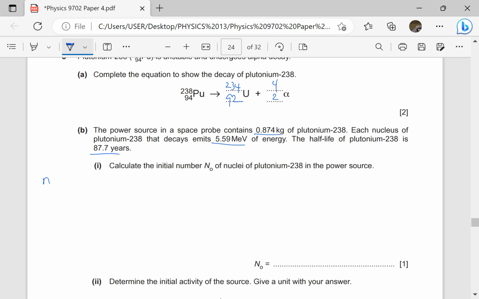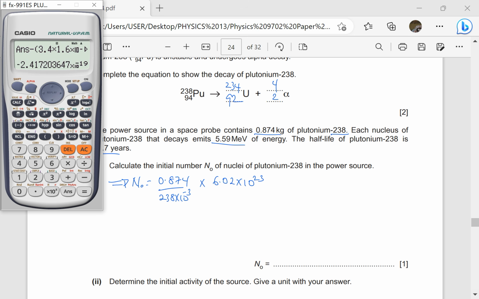So we know that number of moles is number of nuclei over Avogadro's number, which is the same as mass divided by the molar mass. So this is going to imply that the number of nuclei N naught is going to be the mass, which is 0.874, divided by the molar mass. This is the molar mass in grams, so I'll just change it to kilograms: 238 times 10 power negative 3. Then times Avogadro's number, which is 6.02 times 10 power 23.